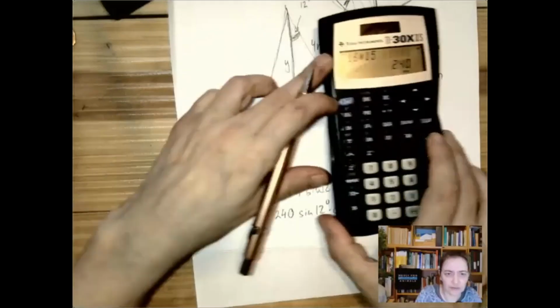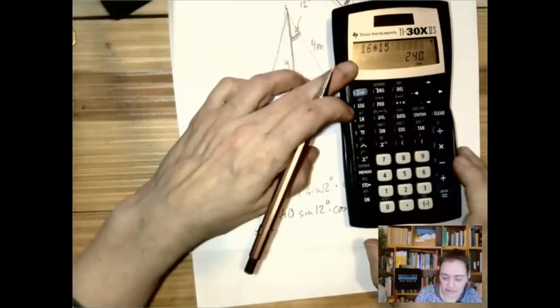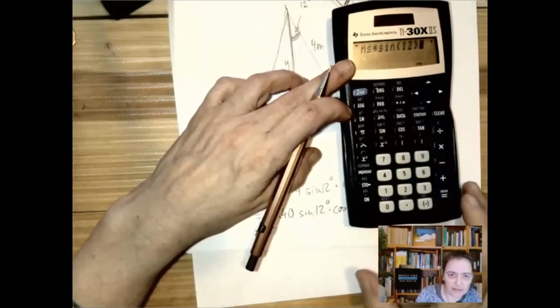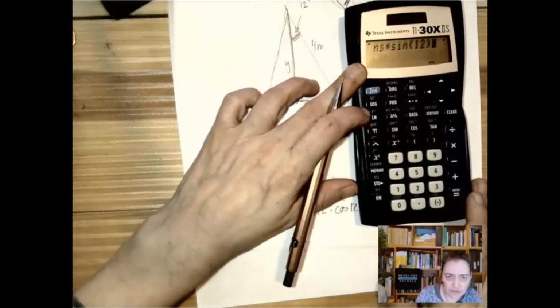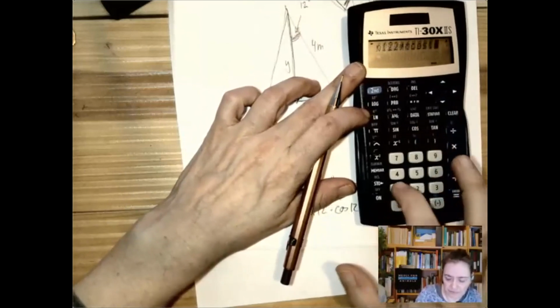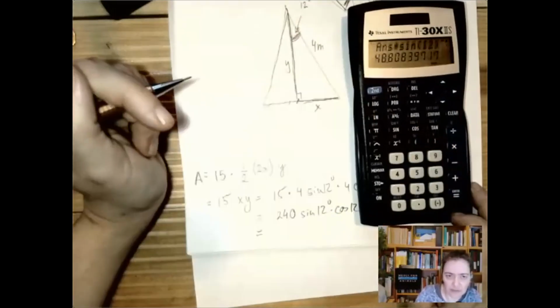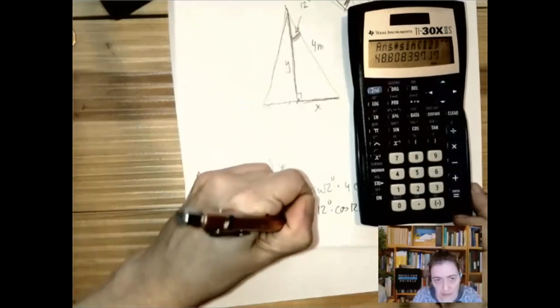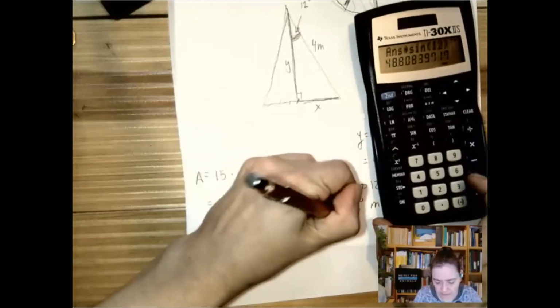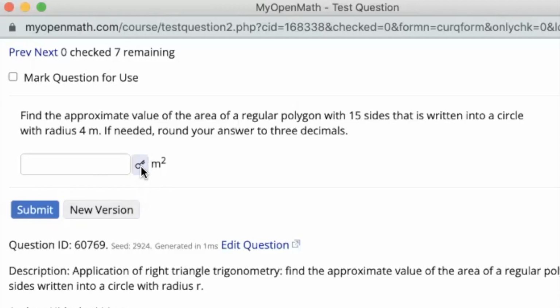So it's gonna be 240 is already there, times sine of 12. We have to close the parenthesis that was opened for us, times cosine of 12, close, and that's 48.808, let's say square meters. And we got it right.